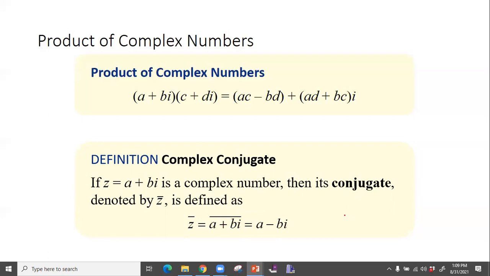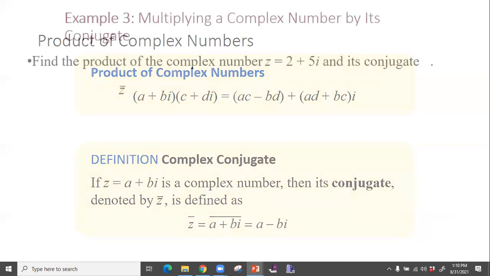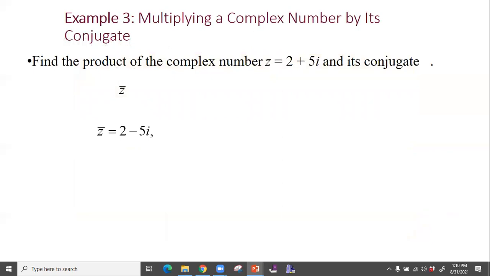So for example, if I had 2 plus 5i, and I asked for the conjugate, you would tell me it's what? That would be 2 minus 5i. That's your conjugate. Got it? Any questions about a complex conjugate? Okay, complex conjugate is going to be used when we're dividing. So just making sure we're comfortable with it.